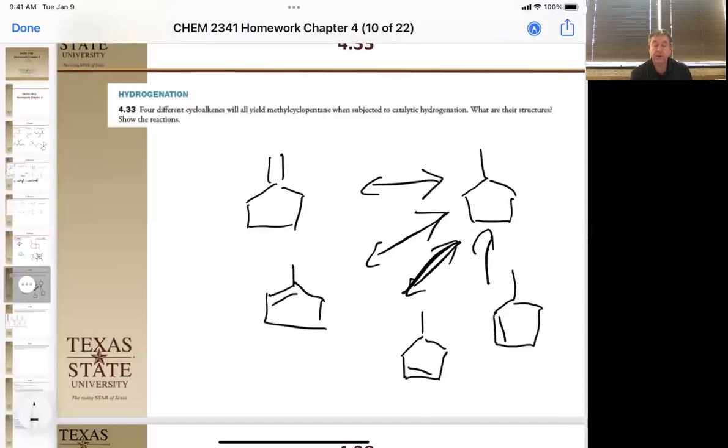All the double bonds get reduced. All the double bonds, even though they're in different locations, get reduced to give us the same compound.